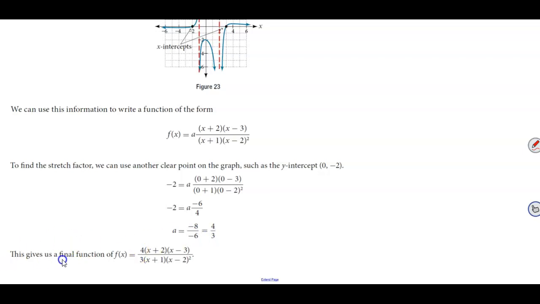And this gives us a final function of f of x, which is equal to 4 times x plus 2 times x minus 3 over 3 times x plus 1 times x minus 2 squared.